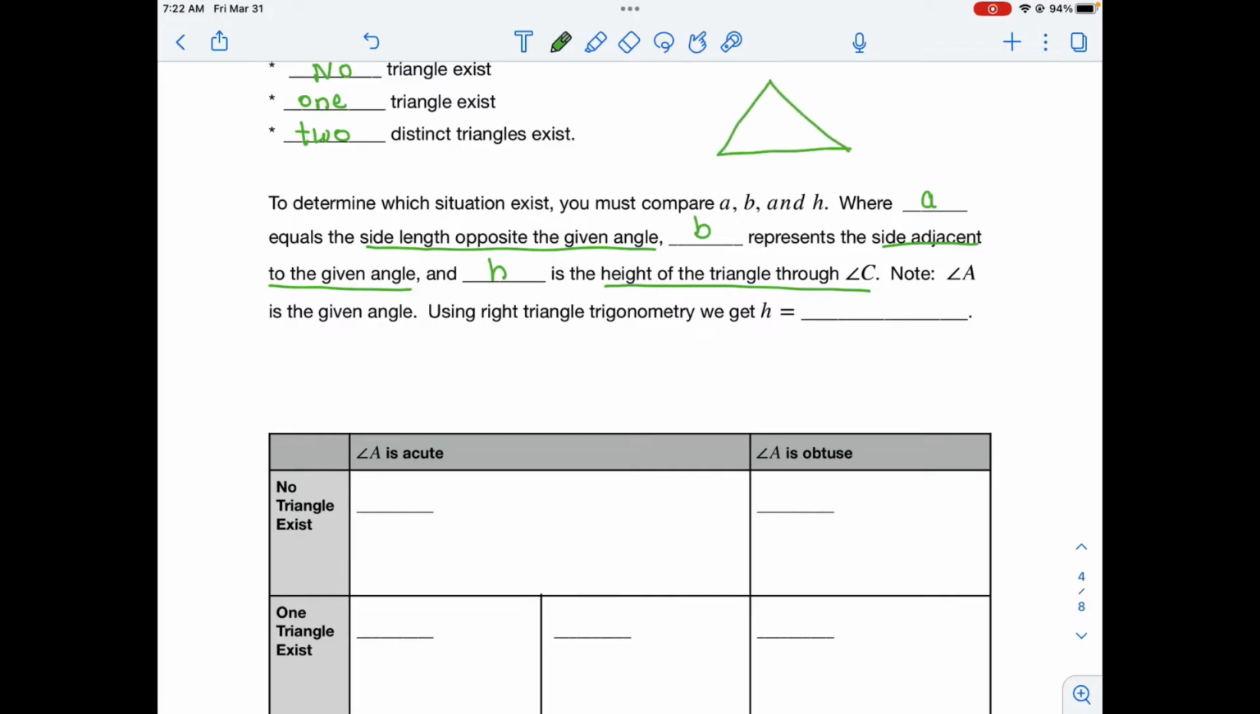So how do we calculate the height of the triangle? We're going to go back to right triangle trigonometry. Here's the information given: we're given angle A, side B, side A, and the hypotenuse here is our height of the triangle. We can calculate this using right triangle trigonometry. Sine of angle A is equal to H over B. Solving this for H, we find that H is equal to B sine of A.